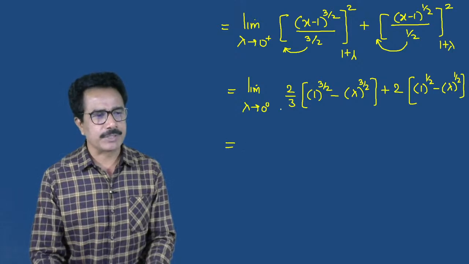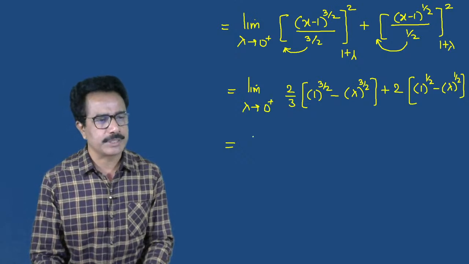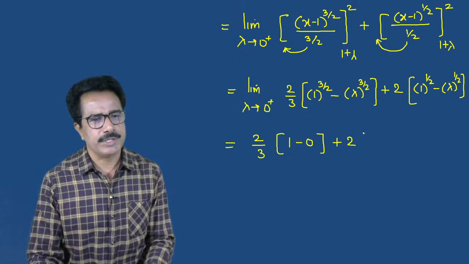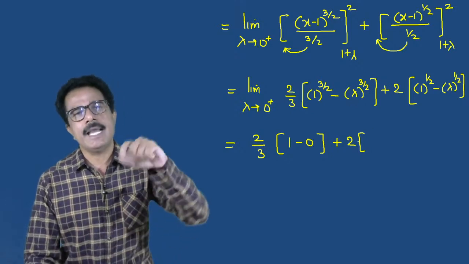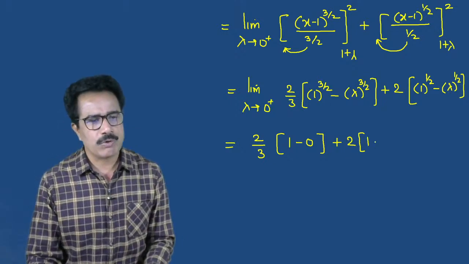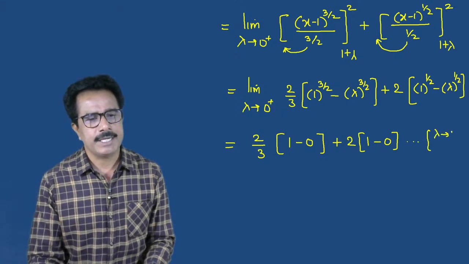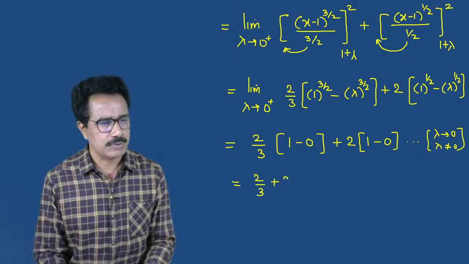अभी आपको क्या करना है, लिमिट पुट करना है, लैम्बडा टेंस टू 0 पॉजिटिव पुट करना है. So 2 by 3 into 1 minus 0 plus 2 into, lambda tends to 0, so put lambda is equal to 0. Actually put lambda equal to 0, but lambda is not equal to 0, it tends to 0. So 1 minus 0, you can write here also lambda tends to 0, but lambda is not equal to 0. So we get 2 by 3 plus 2.